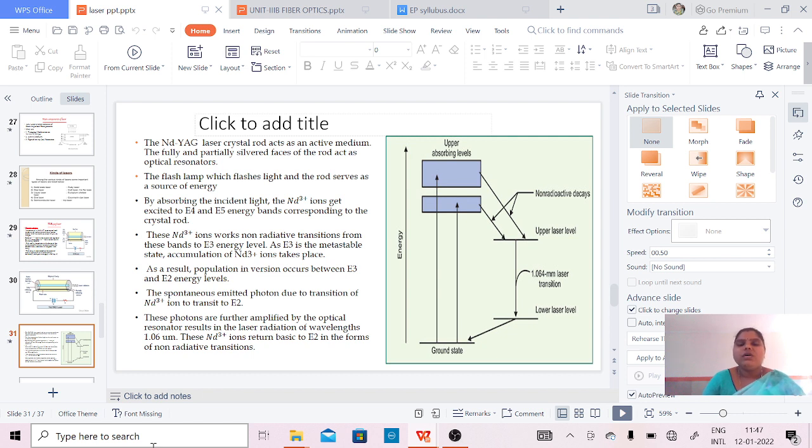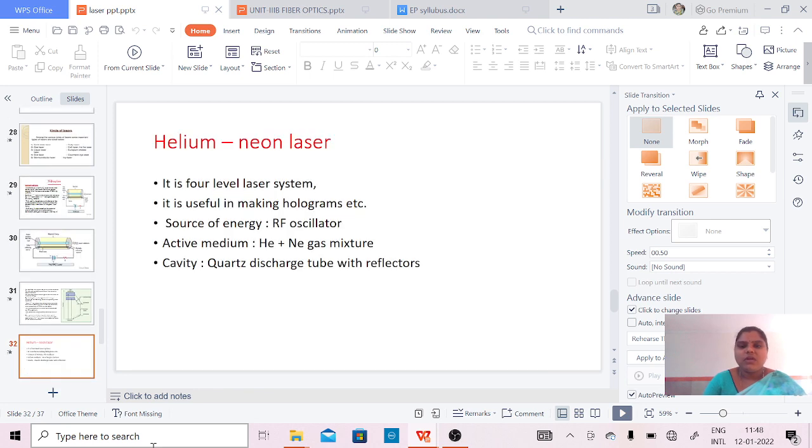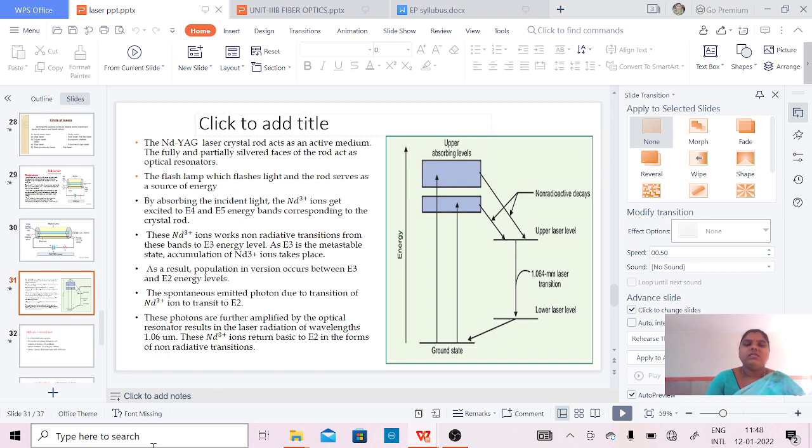These photons are further amplified by the optical resonator, resulting in laser radiation of wavelength 1.06 micrometers. Here there is an upper laser level and a lower laser level, and from here also we get the lasing action. These Nd3+ ions return back to E2 through non-radiative transitions. These are non-radiative decays. So simply, this is the working of the Nd:YAG laser and how the laser output is obtained.